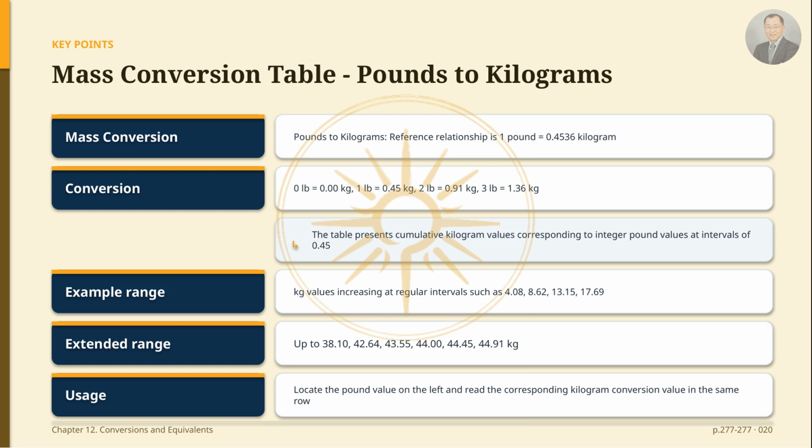The usage is simple. First, find the pound value you wish to convert in the left column, then read and use the corresponding kilogram conversion value in the same row.